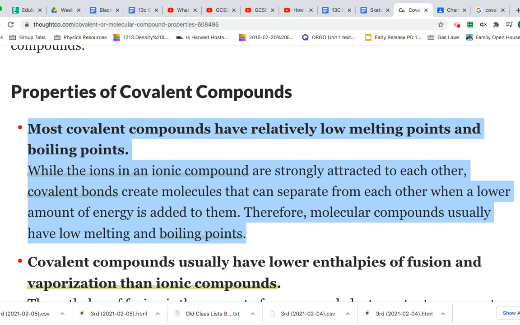Most covalent compounds have relatively low melting points and boiling points. While the ions in an ionic compound are strongly attracted to each other, covalent bonds create molecules that can separate from each other when a lower amount of energy is added to them. Therefore, molecular compounds usually have low melting and boiling points.